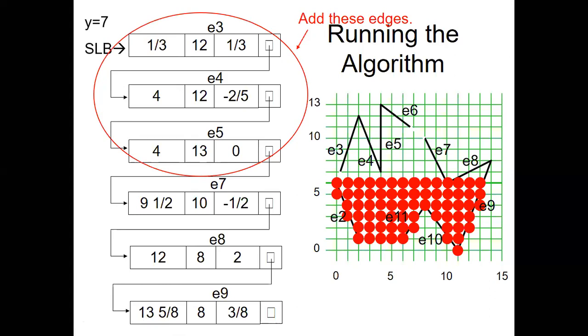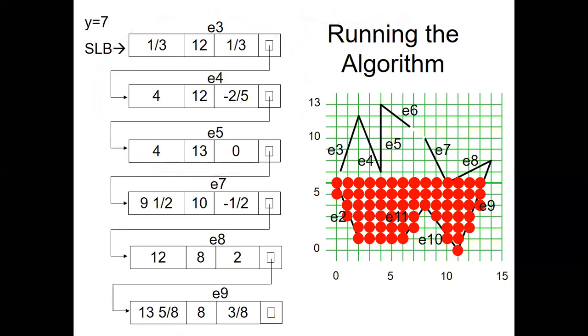So next comes F, filling. Fill from where to where? 1 by 3 is apparently 0. 0 of E3 to 4 of E4. So 0 to 4. Again, 4 of E5 to 9.5 of E7. Here 9.5 means you can take it as 10. 12 of E8 to 13 of E9. So this is how you fill it.